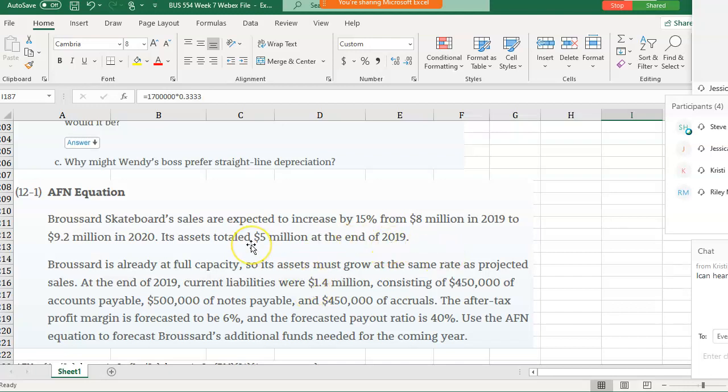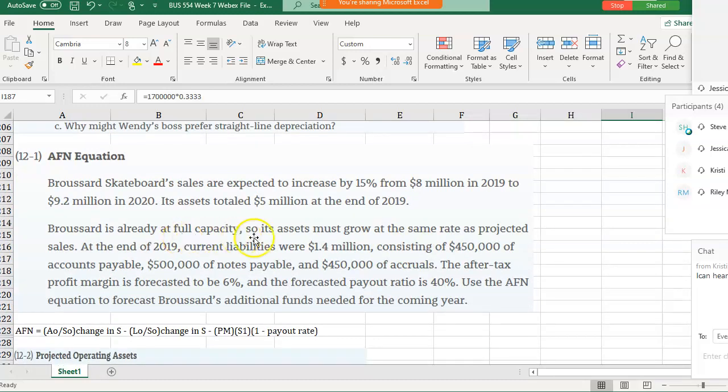Okay, so we have Broussard Skateboards. It says sales are expected to increase by 15% from 8 million in 2019 to 9.2 million in 2020. Its assets totaled 5 million at the end of 2019. Okay, so just some information here.